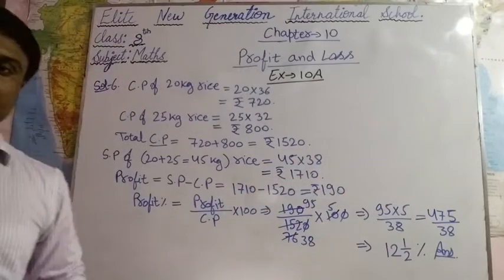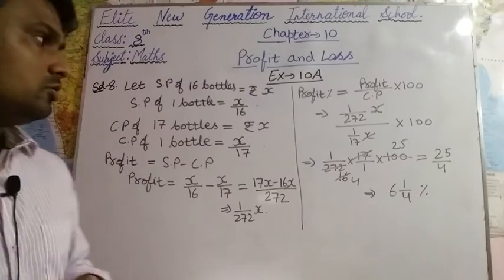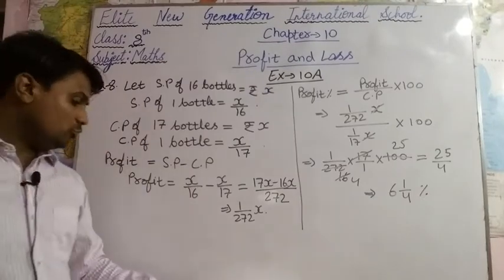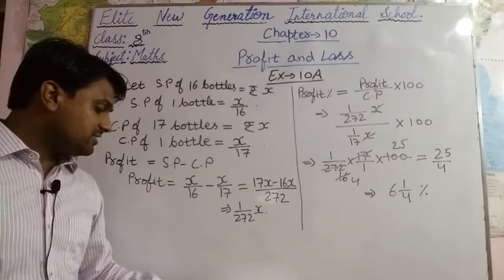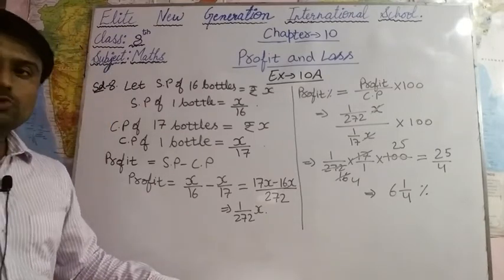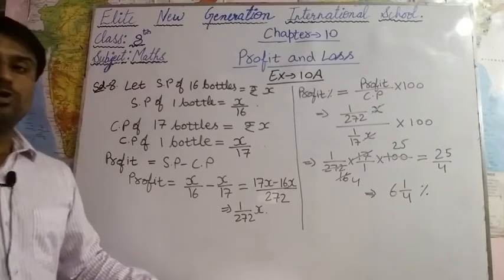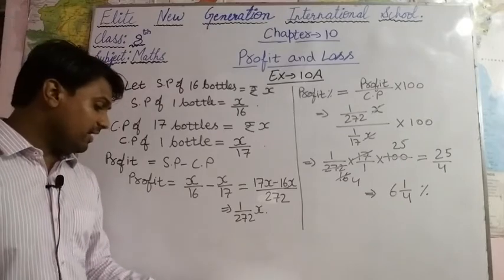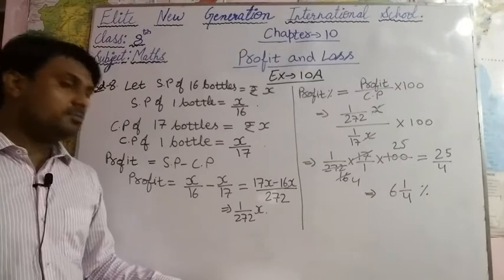So after this, see the next question. So after this, see question number 8. In question number 8 we have, if the selling price of 16 water bottles is equal to the cost price of 17 water bottles, then here we have to find the gain percent earned by the dealer.